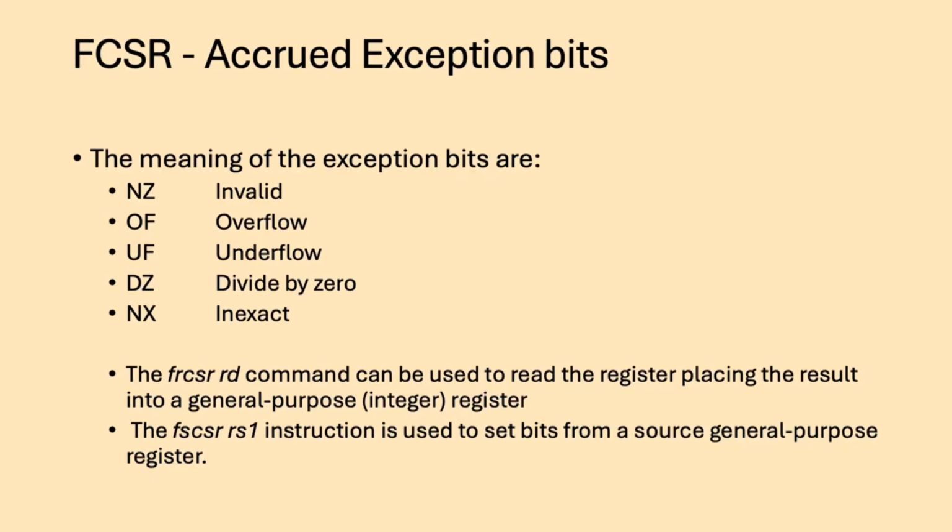We can also set bits from a general purpose X register into the floating point control and status register. Later on, we'll be writing a program to generate some of these conditions, and we can read the floating point control and status register to look at these values.